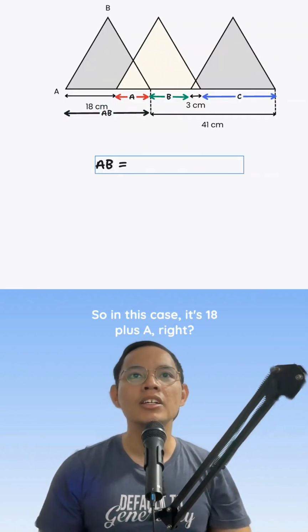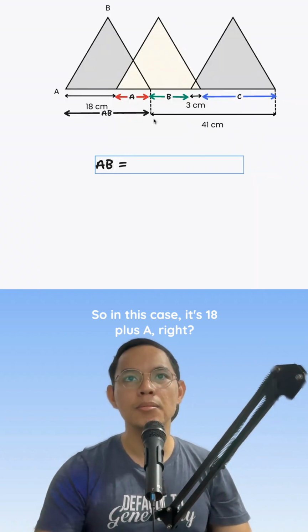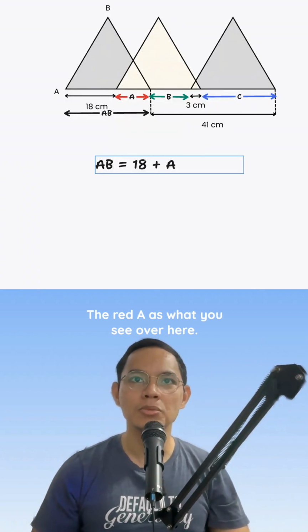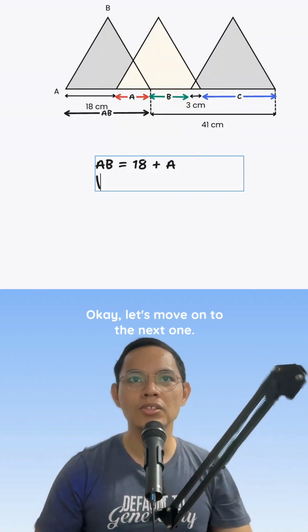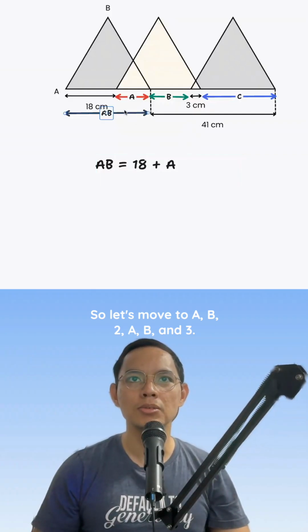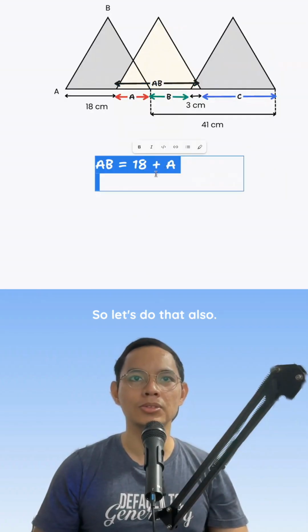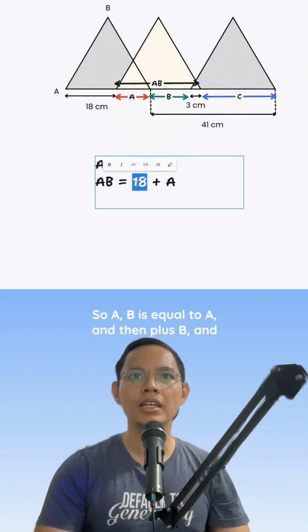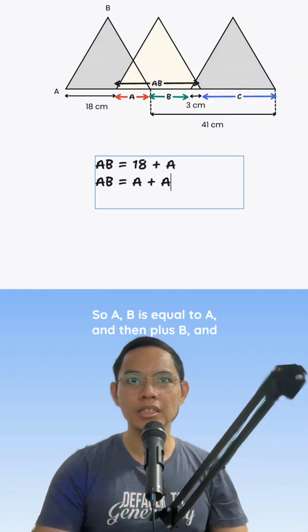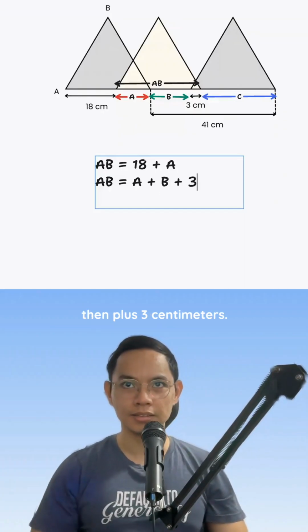AB is equal to, in this case, 18 plus A, right? The A is what you see over here. Okay, let's move on to the next one. So let's move to AB and 3. You see there's A, B, and then 3 centimeters. So let's do that also. AB is equal to A plus B plus 3 centimeters.